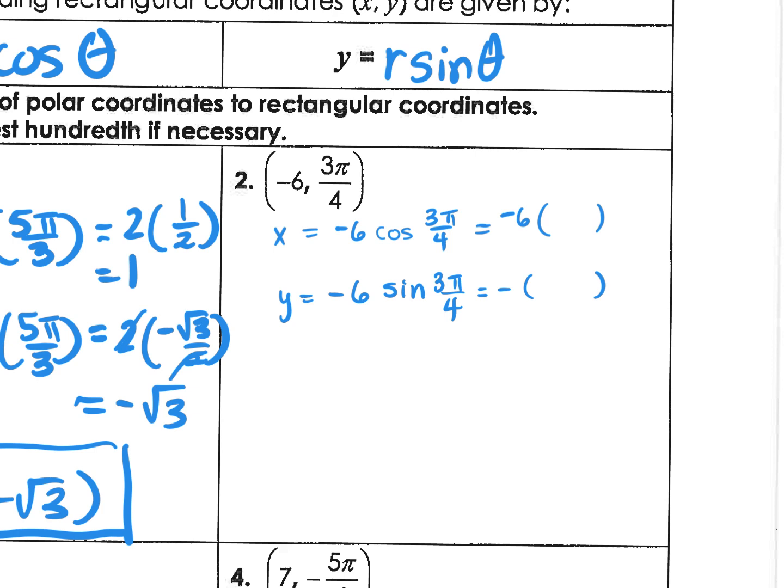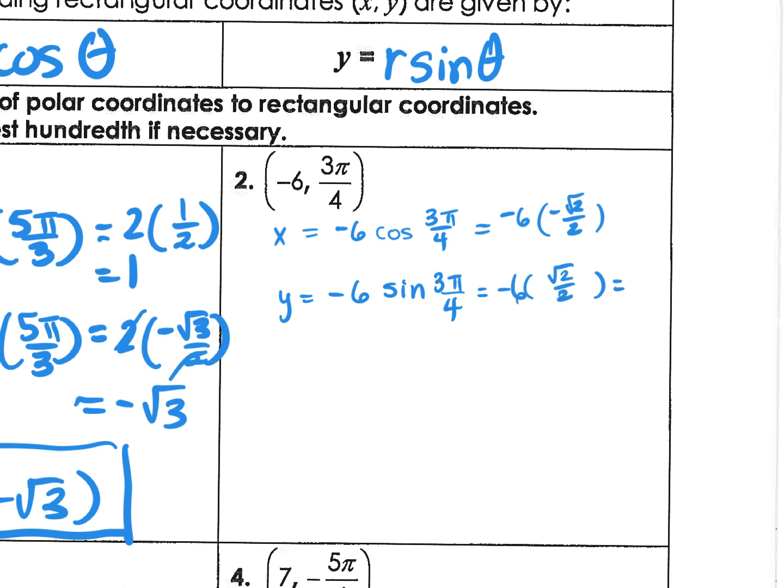What is the cosine of 3 pi over 4? Negative root 2 over 2. Get your unit circles out. What is the sine of 3 pi over 4? Root 2 over 2. Good. Root 2 over 2. So negative 6 times root 2 over 2.